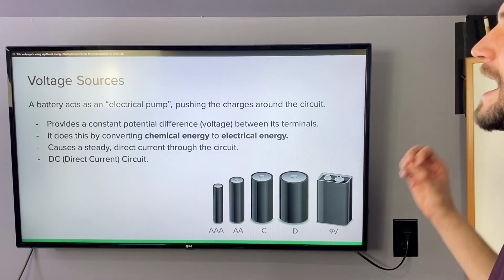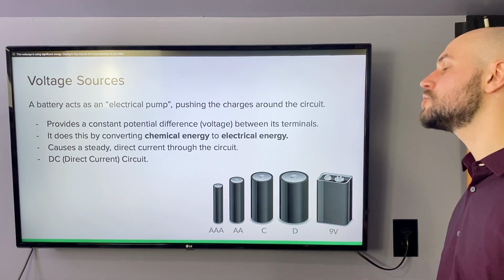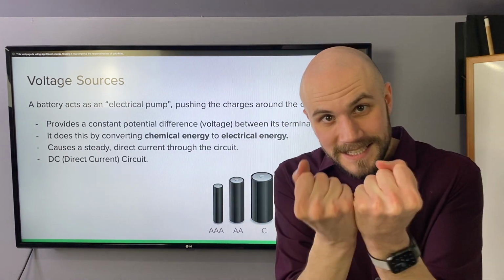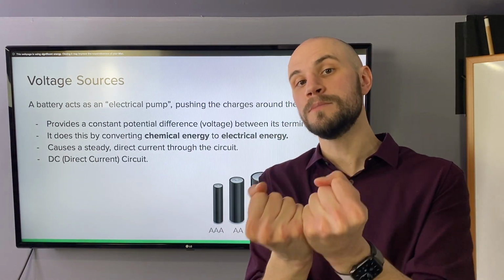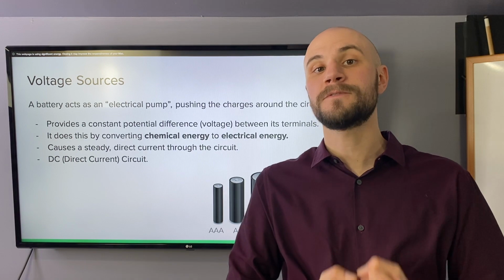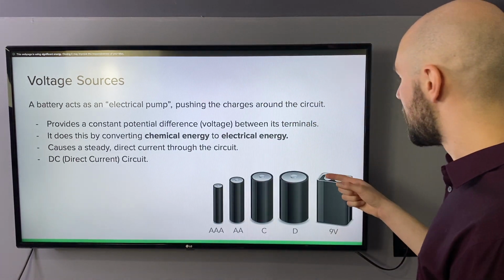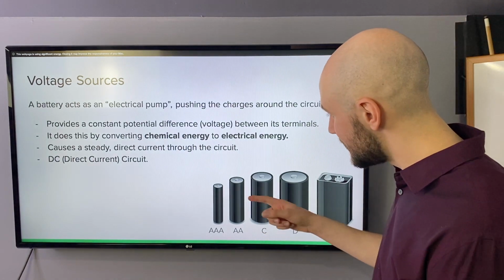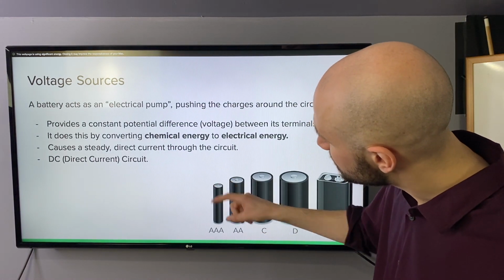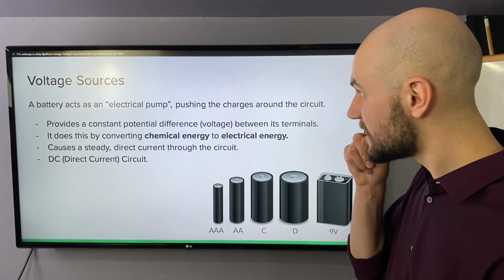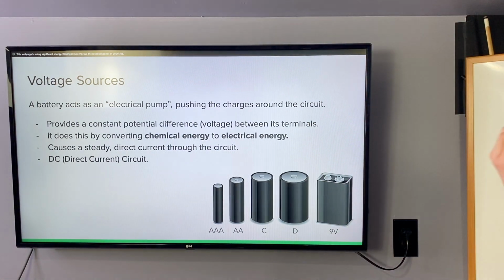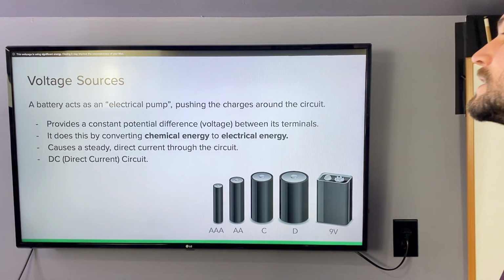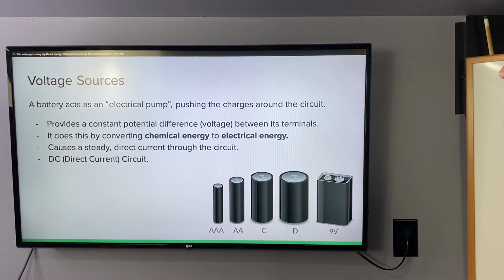Like I said before, a battery acts as an electrical pump pushing the charges around the circuit. When you have a circuit constructed, those charges are packed inside of the circuit, but there's no reason for them to move unless there's a potential difference between 2 points. A battery provides that potential difference for us, that voltage. There's a different potential from the positive terminal of the battery to the negative terminal of the battery. It provides a constant potential difference between its terminals. That's what allows those charges to move around in a current, in a circuit.